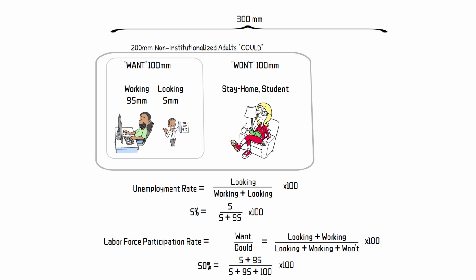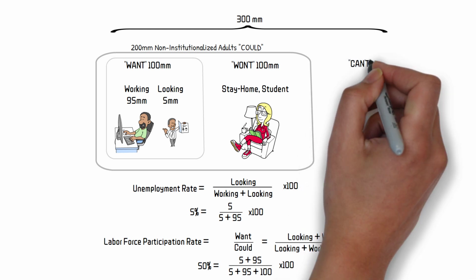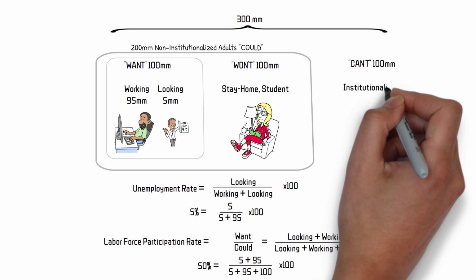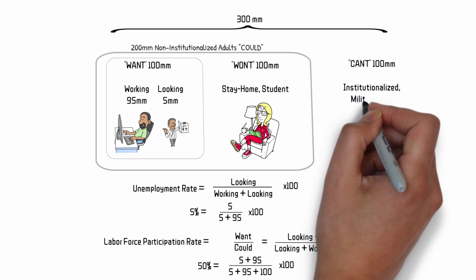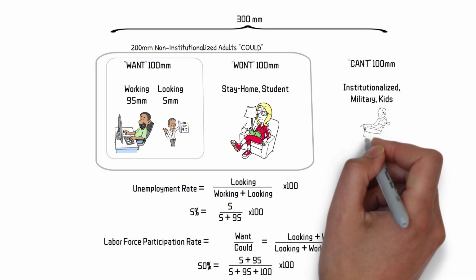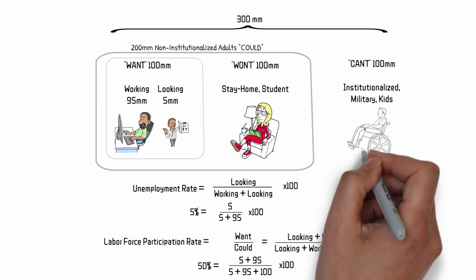The third population group is those that can't work. These are either institutionalized in a prison or hospital or hospice, or in the military, or kids under 16. So this population group is not involved in any of these calculations.